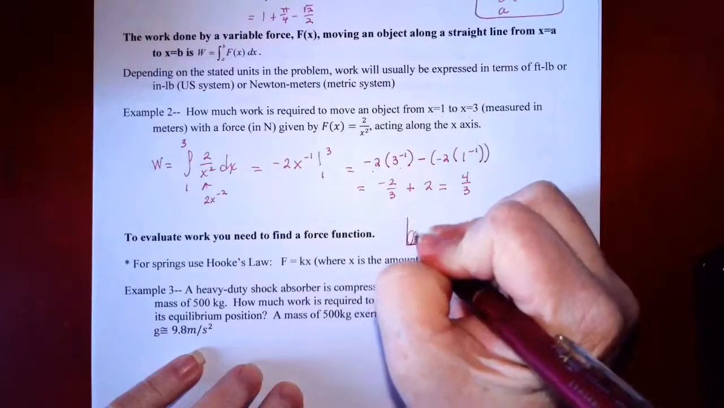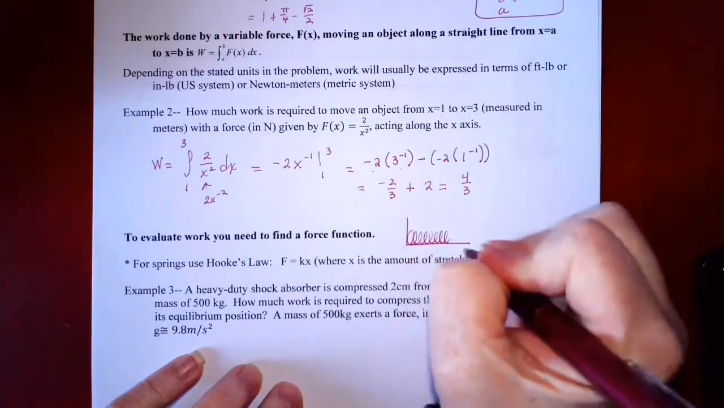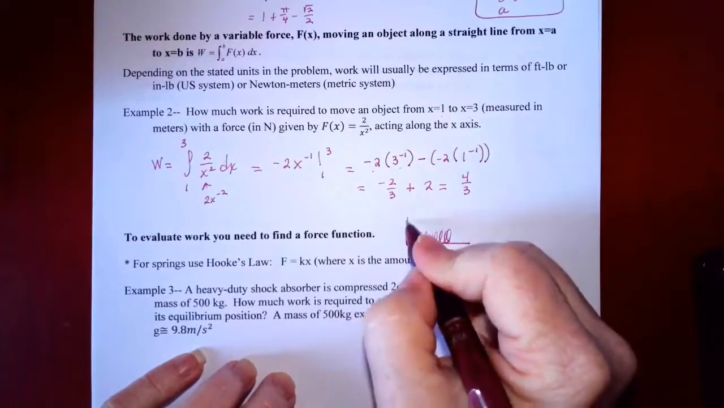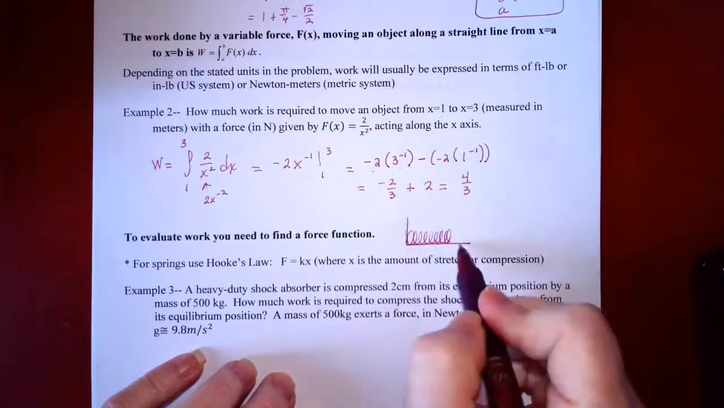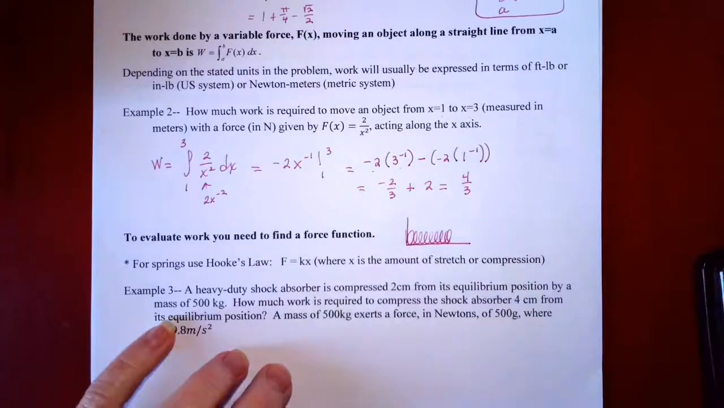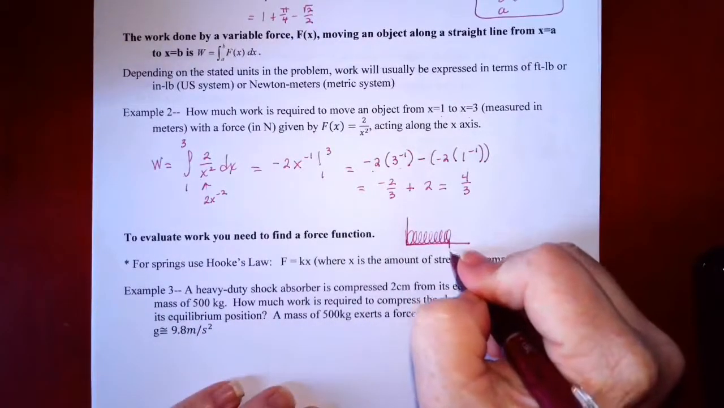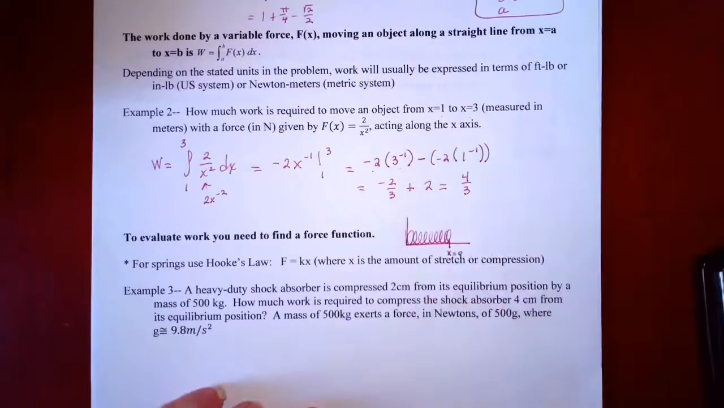Okay? So, when you have a spring, let's just say I have this spring lying along a wall. Like, the end of it is here against this wall. There is no stretch or compression, and I just put my slinky down. Okay? When there is no stretch or compression involved, the amount of stretch or compression is x equals 0.